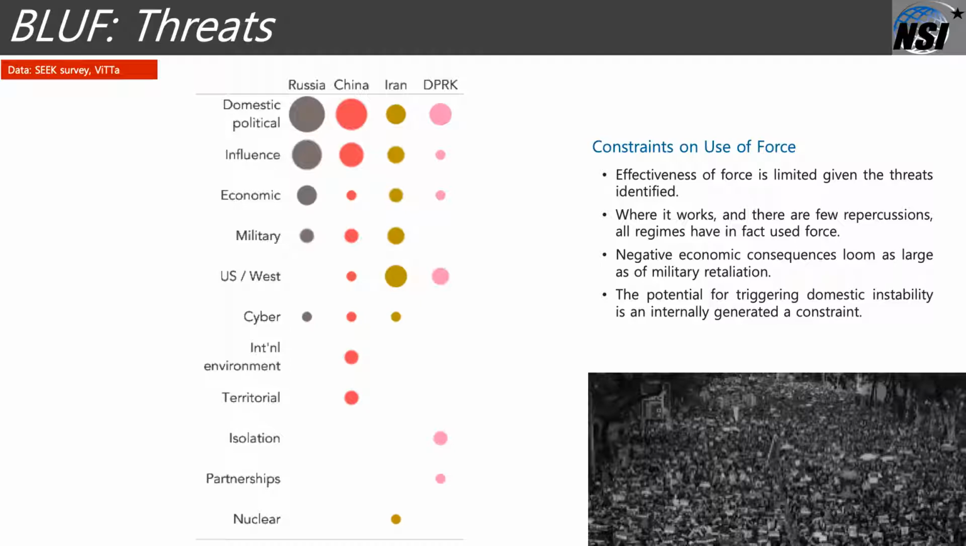For threats where force could be effective but has not yet been used, negative economic consequences were identified as an external constraint as frequently as was the fear of military retaliation or the balance of military power more generally. The potential for triggering domestic instability was identified as an internal constraint on the use of force for all states.